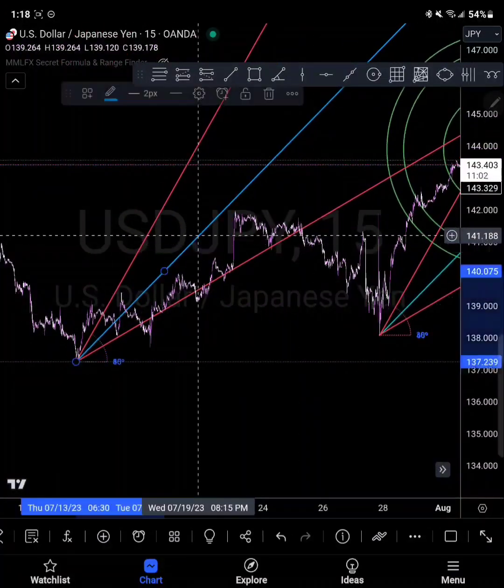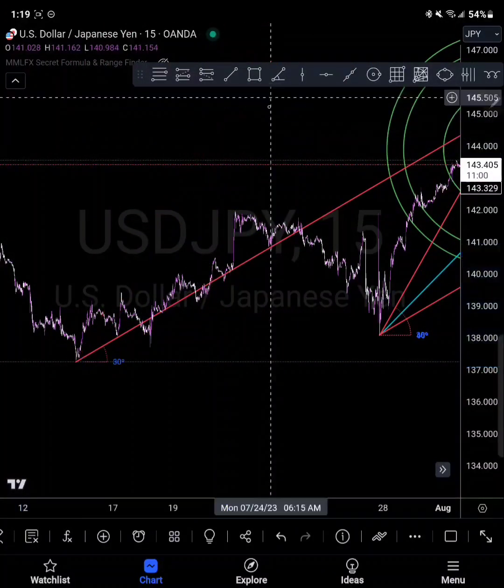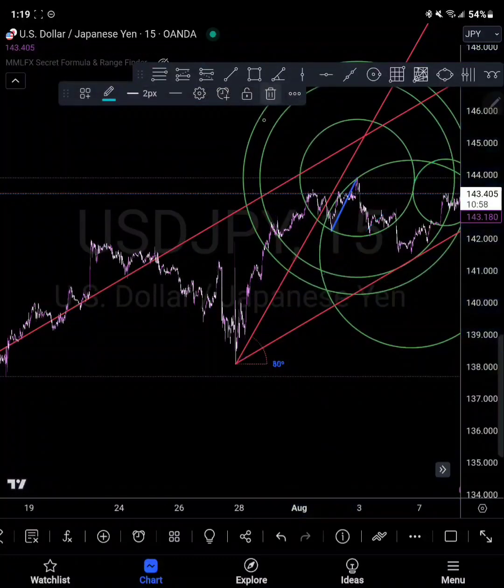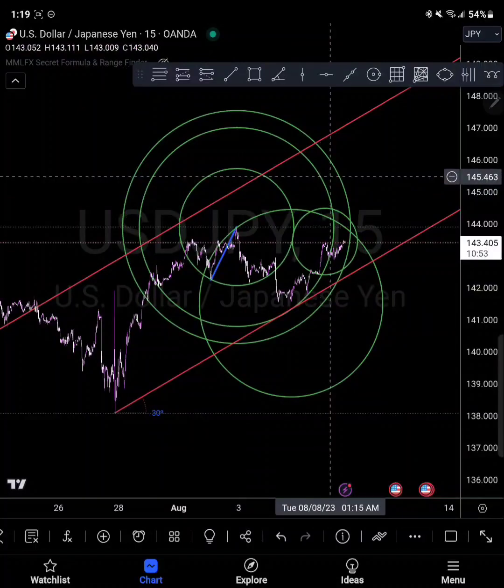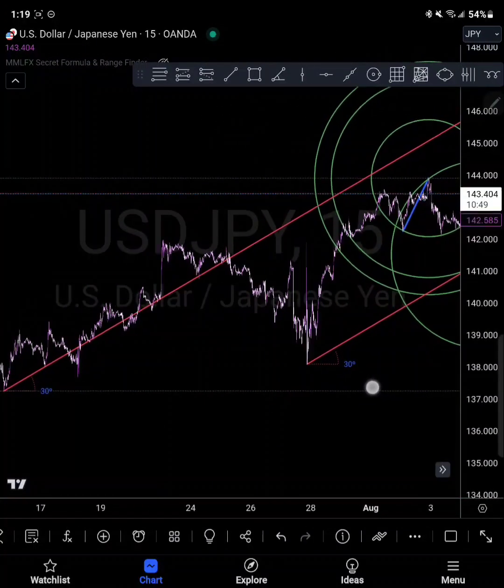So we're going to delete these other angles, and we're going to be left with our 30-degree angle that encapsulates the trend. Now, there's something special to be said about these angles. They allow you to do some pretty cool things.